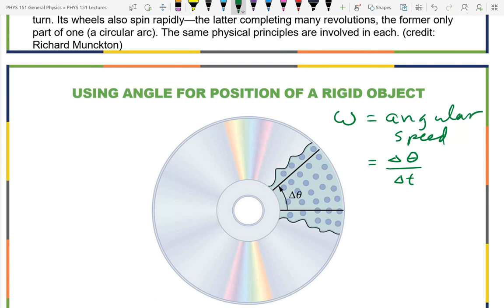It's the omega. Christ is the alpha and the omega. Omega being the last letter of the alphabet, alpha being the first. And we're going to use alpha and omega here. Alpha will be our angular acceleration. Omega will be our angular speed. So angular speed is the change in angle divided by change in time.